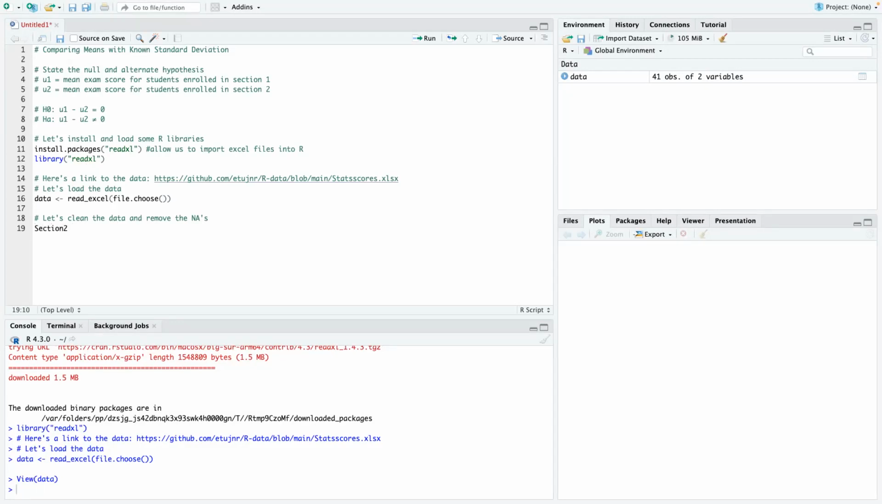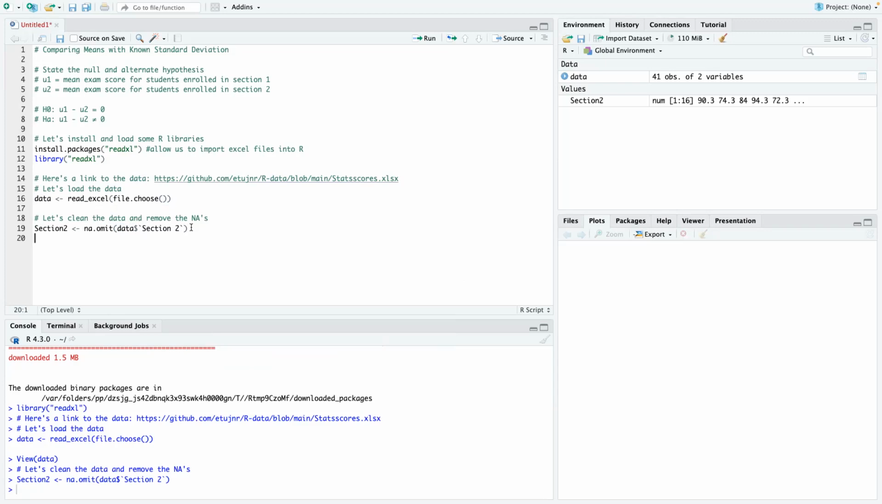So I'm just going to name my new section as section 2, right? And we use the function na.omit to delete rows that don't have any information from our data. So we just call the data, because that's how we store our data, and you use this $ sign to select specific columns within that data. So when you click the $ sign, then you click on section 2. We run that, and you can see we have the new values here for section 2, and it has only 16 rows. So basically all those NAs have been removed from section 2.